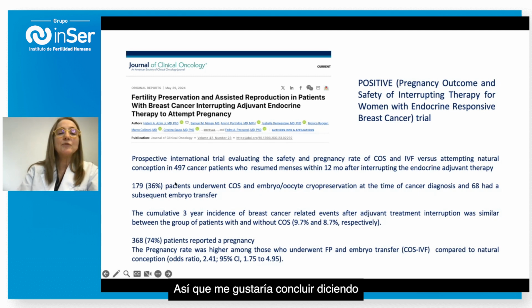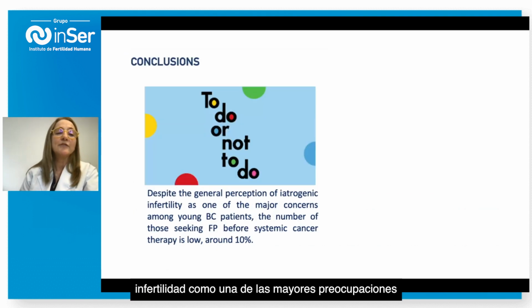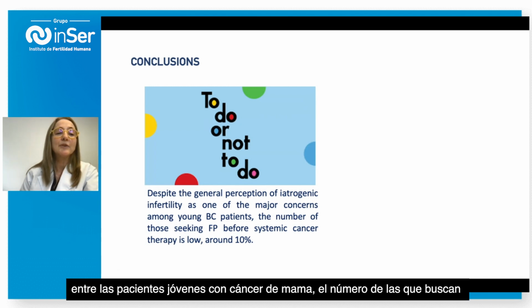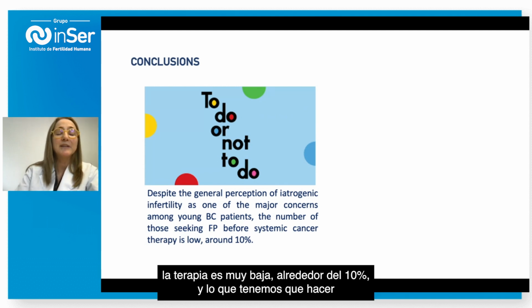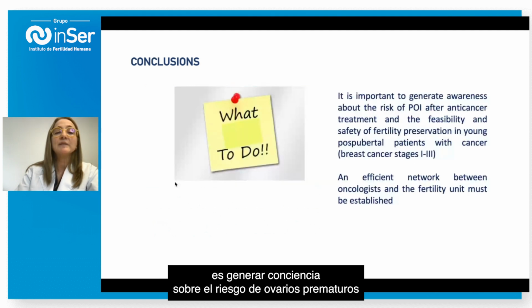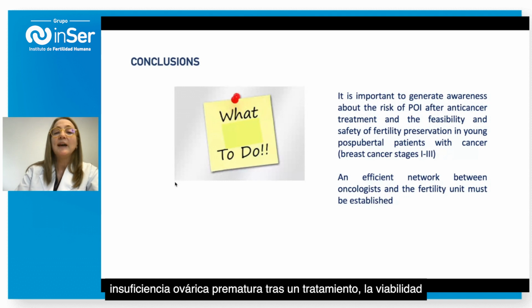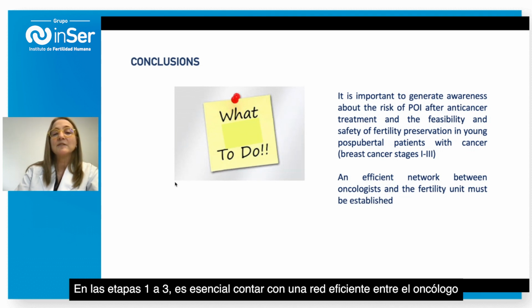So I would like to conclude by saying that despite the general perception of iatrogenic infertility as one of the major concerns among young breast cancer patients, the number of those seeking fertility preservation before undergoing systemic cancer therapy is very low, around 10%. And so what we do need to do is to generate awareness about the risk of premature ovarian insufficiency after anti-cancer treatment and the feasibility and the safety of fertility preservation in young post-pubertal patients with cancer, especially breast cancer stages 1 to 3.